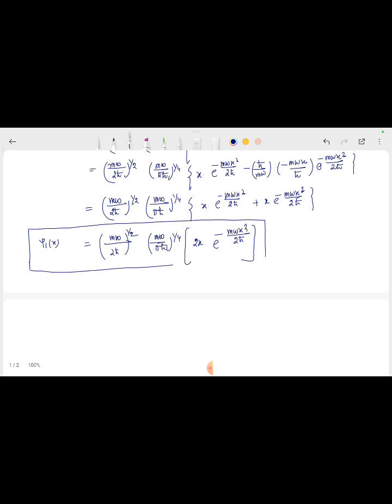This is the first excited state wave function. Now we have two wave functions, the ground state wave function and the first excited state wave function.